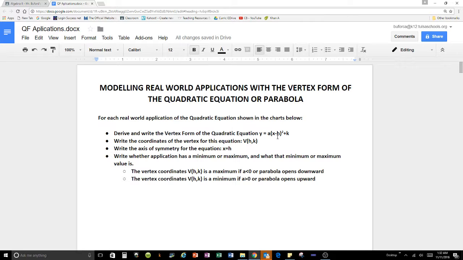And as I was just showing you, the h value represents the horizontal distance from 0, and k represents the vertical distance from 0. And as we have shown, it's pretty easy to find those values of h and k. Once you find them, you stick them in here, and that's the equation.